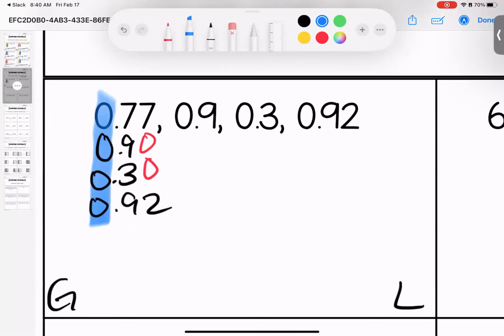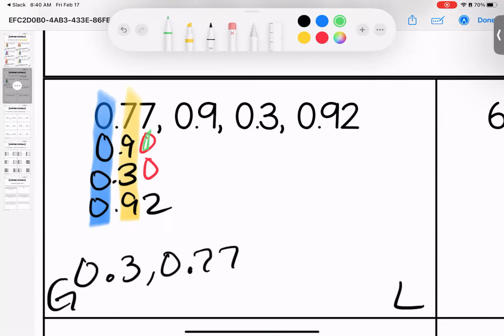Ones place are all the same. Moving over to the tenths, I have a 7, 3, 9, 9. I can do my 3. I can do my 7. But I have to go a little bit further with my 9s. I have 9, 0.